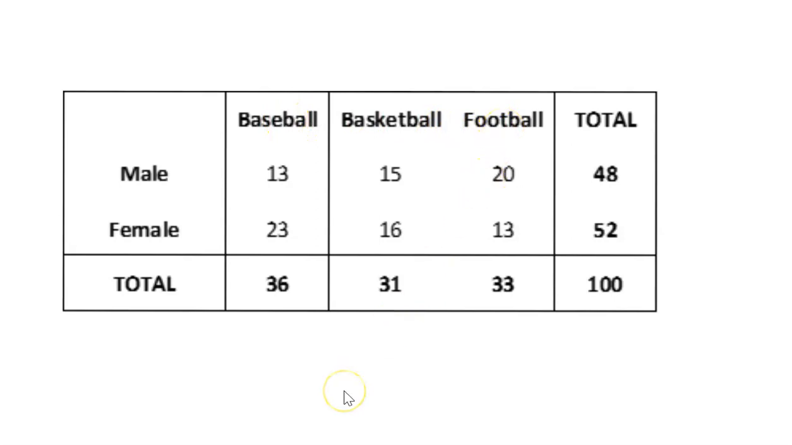All right, so there you go. That is one way to read a frequency table. A frequency table can show a lot more detail. It can give you a lot more information about a particular event.